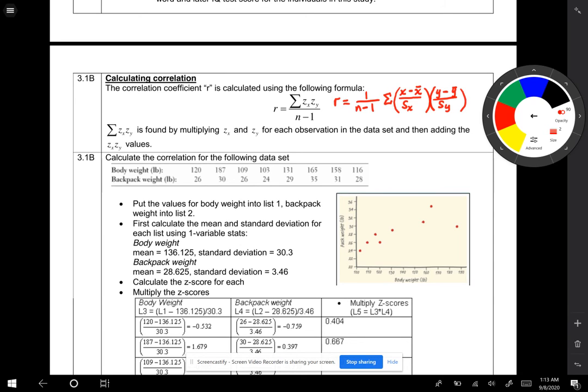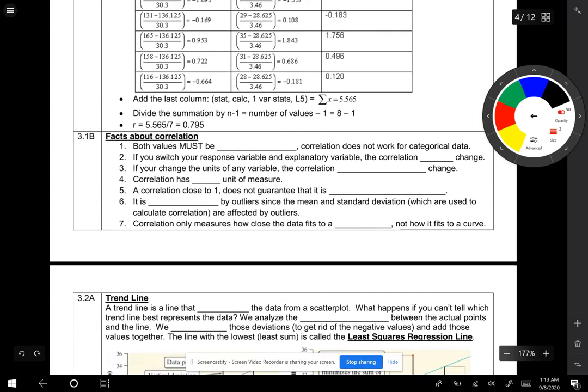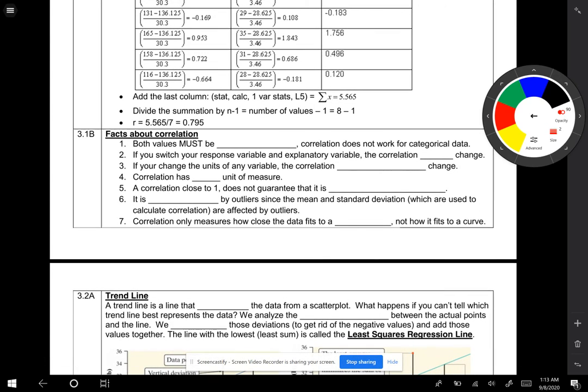We are going to do this problem at the very end so I can show you in another video how to enter all the information. But we're going to skip to the end and talk about facts about correlation, and we don't need that specific example to do this. So the facts about correlation are on page 156 in your book. And this is also multiple choice type questions.